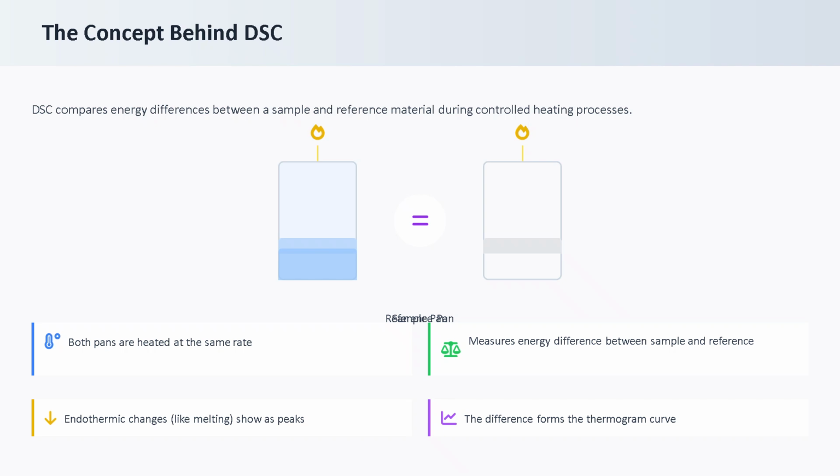DSC works by comparing the energy required to heat a sample and a reference material at the same rate. Both the sample pan and the reference pan are heated together. If the sample undergoes a change, like melting or crystallization, it will either absorb or release heat. This difference in energy between the sample and the reference is recorded and displayed as a curve called a thermogram. Endothermic events, such as melting, appear as peaks on this curve.